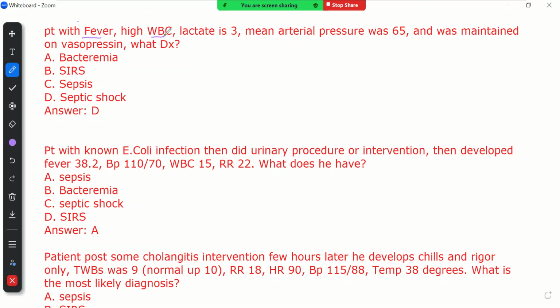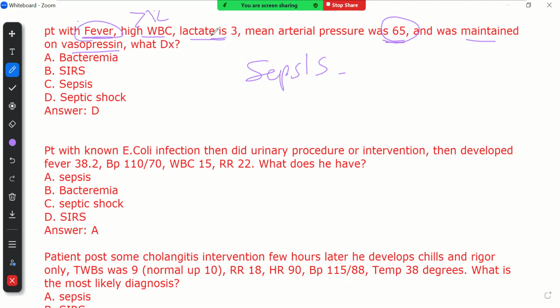They didn't write how high, but let's say more than 12,000. And the lactate is 3. Mean arterial blood pressure is 65, maintained using vasopressor. What's the diagnosis? What we can see here is sepsis: high white blood cells, lactate is high, and there is a fever.